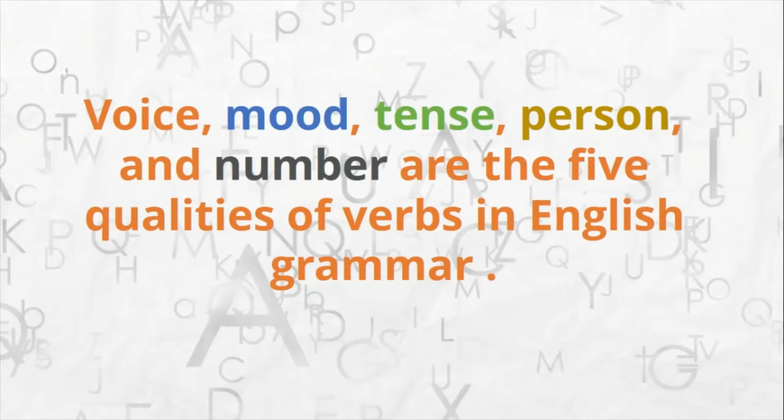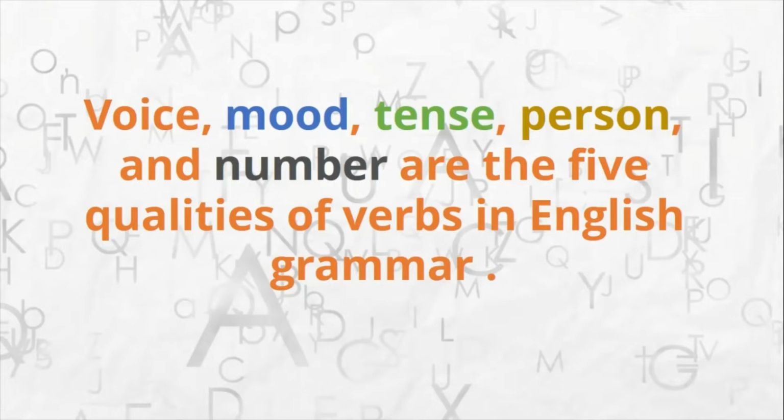Okay, so the verb has to agree with the subject in both person as well as in number. Now, number could be singular or plural, and the person could be first person, second person, or third person. Alright, so we already know what first person in English is. When I say I, it is first person.